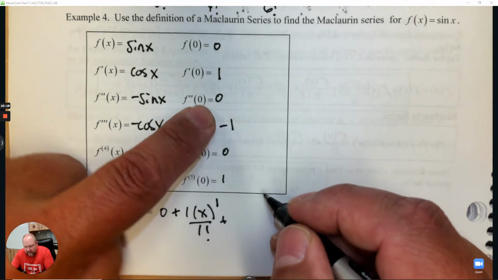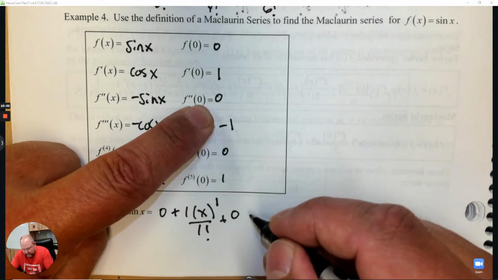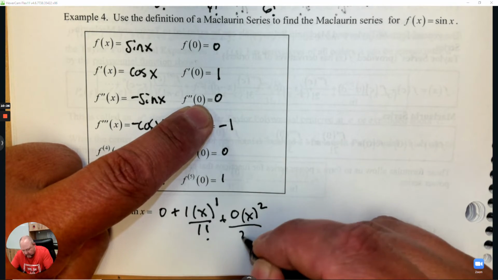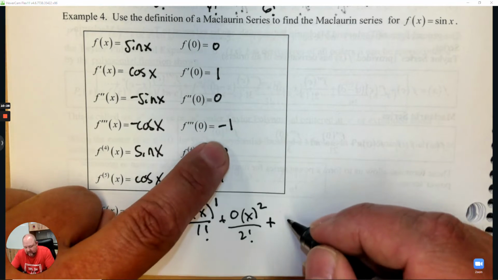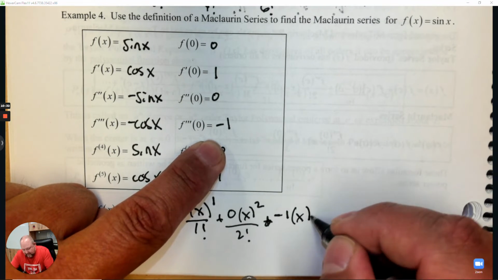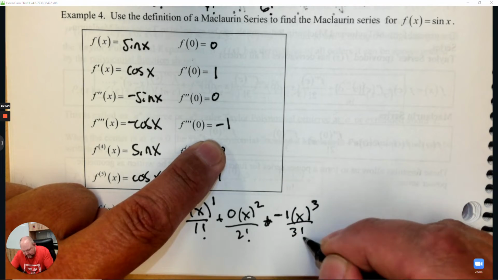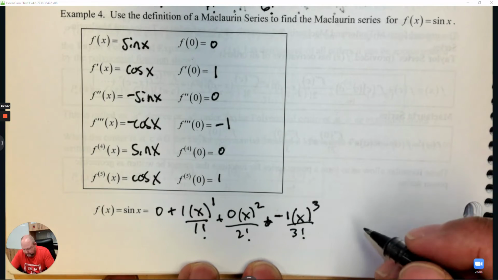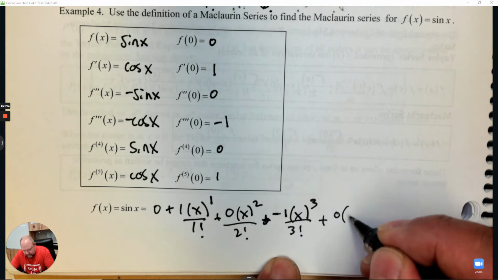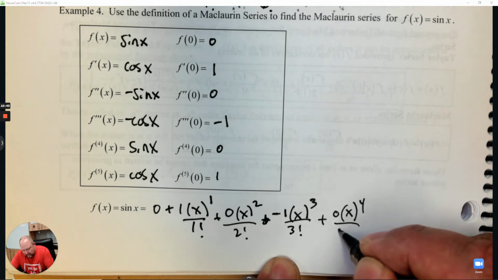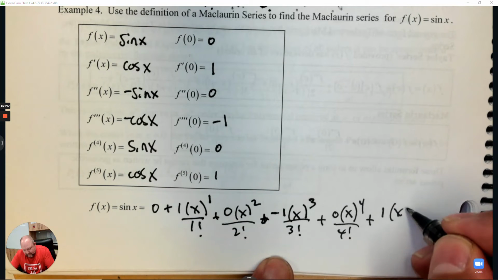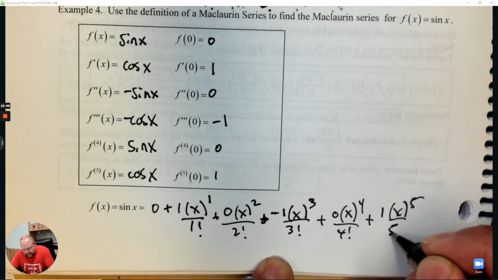Then the next value is 0. Again, I'm just going to follow the pattern. That's x to the 2 over 2 factorial. The next one is negative 1, and that's x to the 3 over 3 factorial. The next one would be 0, x to the 4 over 4 factorial. And then positive 1 again, x to the 5th over 5 factorial.